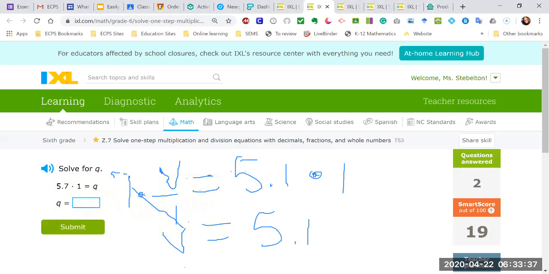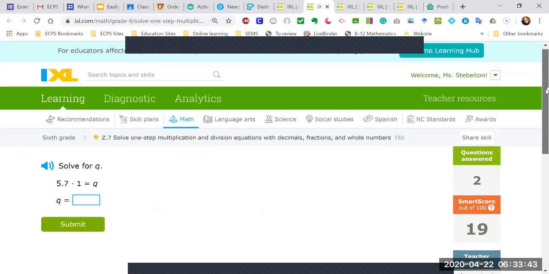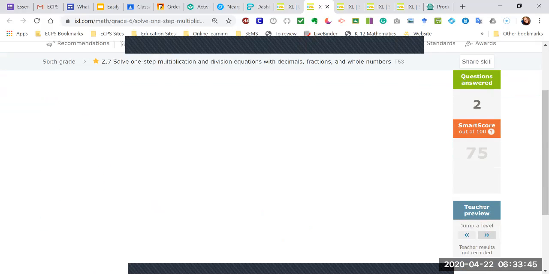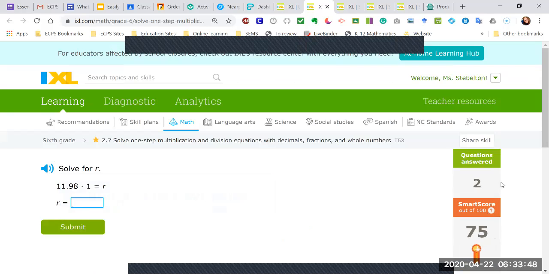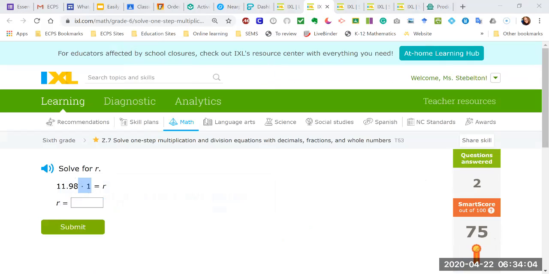All right. So I'm going to jump a level just so that you guys can see some of the more difficult problems. This is another easy one. If you look at this problem right here, you can see that we're multiplying by 1 on this side over here. So really, because ours is already by itself, our answer is going to be 11.98, because 11.98 times 1 is going to be 11 and 98/100.